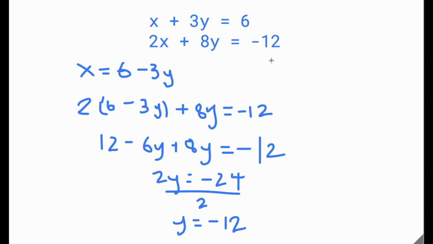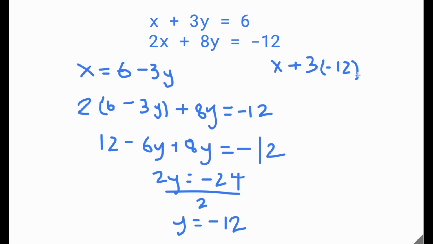So, I'm going to look at this and I'm going to say x plus 3, and then in parentheses, I'm going to put negative 12 because we just figured out that y equals negative 12, so in place of y, that is what I will be writing.